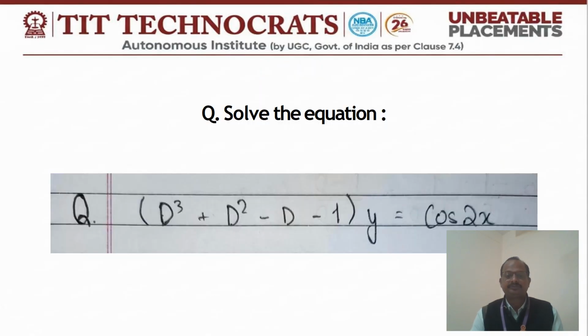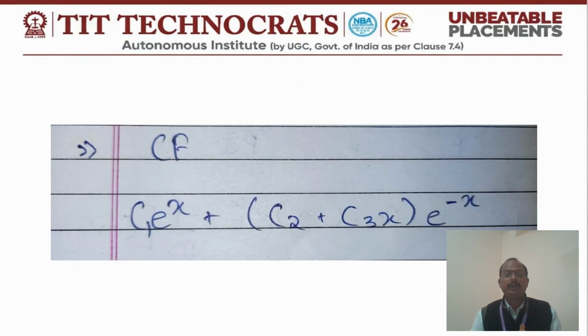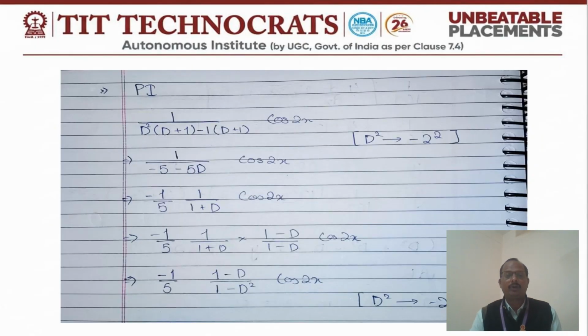This is the question. So first you create auxiliary equation by putting the value of D, y and Q. So the value of m is 1 and 2 times minus 1, means 1 is real and minus 1 is real and equal. So in this way we can create the CF, C1 e to the power x and (C2 plus C3x) e to the power minus x. Then go for PI, and in case of PI, 1 upon D square plus D plus 1 minus 1 times (D plus 1). So in case of D square, you have to put minus times 2 square.